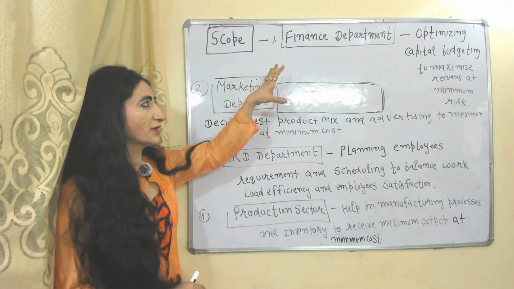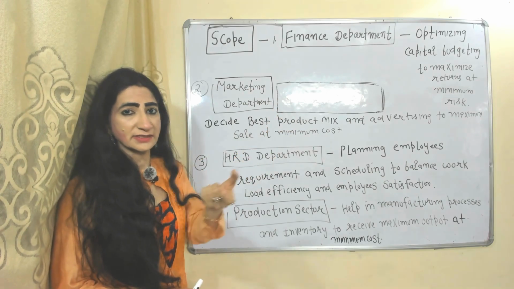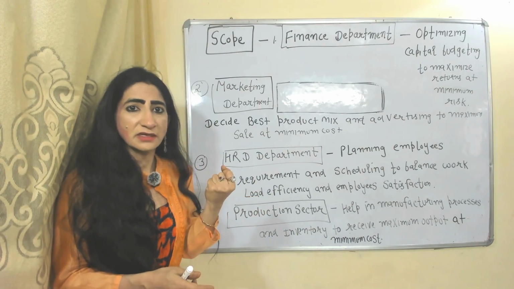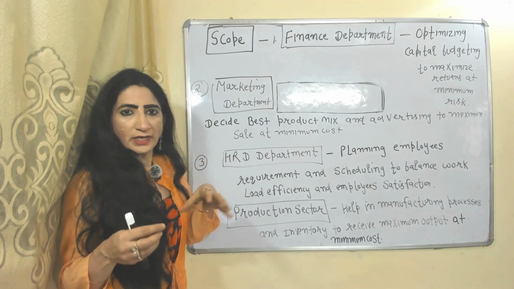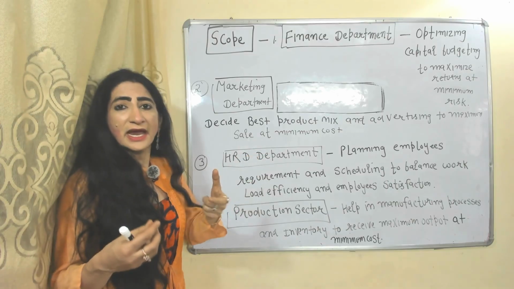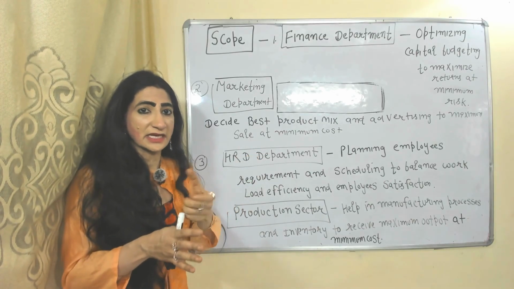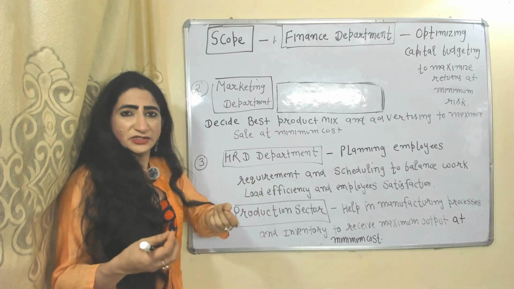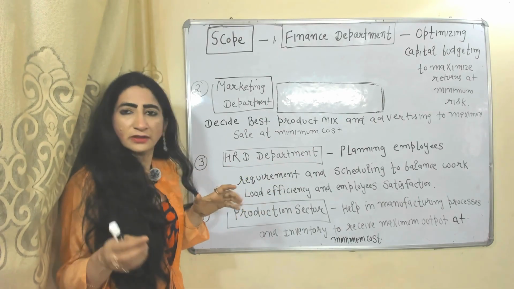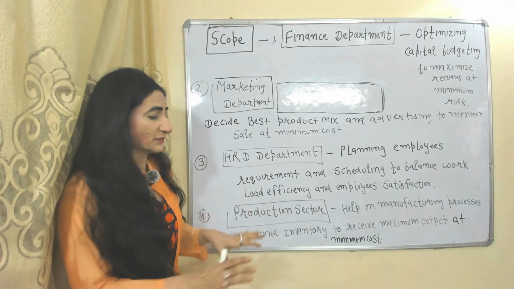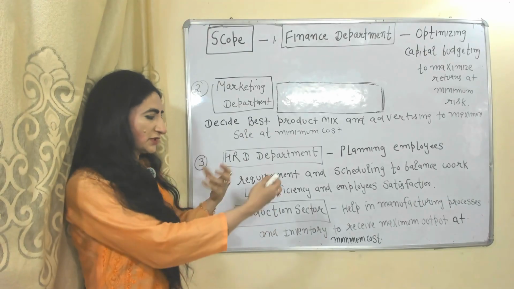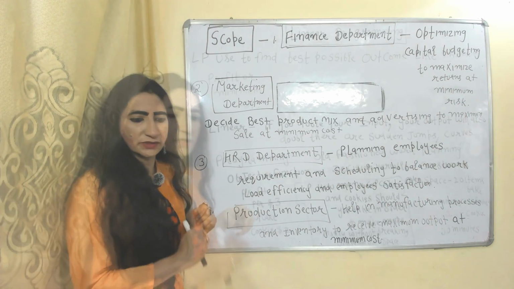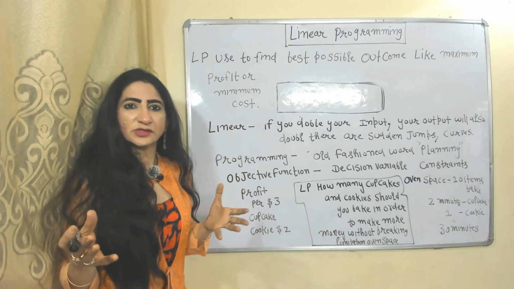Scope of OR. In the finance department, OR helps in optimizing capital budgeting in order to receive maximum return at minimum finance risk. In the marketing department, OR helps to decide the best product mix and advertisement in order to maximize sales at minimum cost. In the HR department, OR helps in planning and scheduling of employees in order to balance workload efficiency and employee satisfaction. In the production department, OR helps in the manufacturing process and inventory control in order to receive maximum output at minimum cost. Now we are going to talk about fundamental techniques of OR.